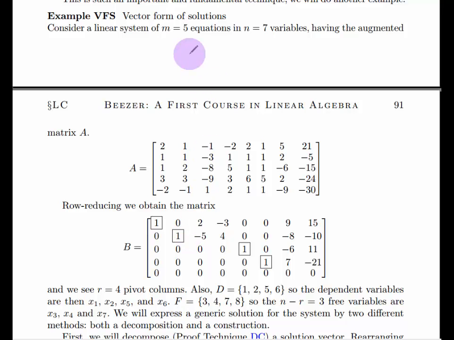All right, so here we'll do one more example. In this case, there are 5 equations in 7 variables, and we're given the augmented matrix. It turns out that the row-reduced form looks like this. So we can identify the free variables here, here, and here. This is going to be x3, x4, x5, x6, and x7, sorry. All right, and then the rest are going to be dependent or pivot variables.